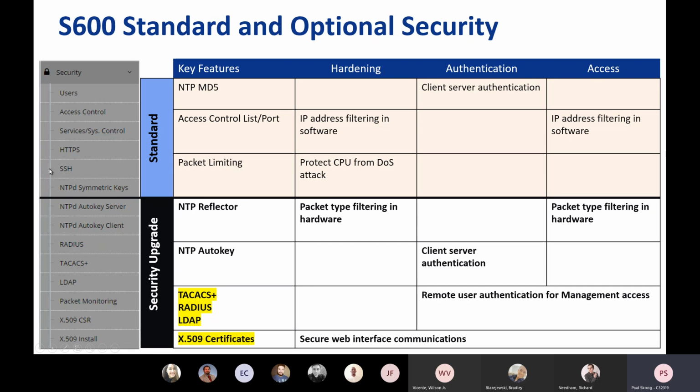For the security protocol option, that extra option that someone can add to this, you get the reflector. Like I said, I'll go into that more in a minute. You get another NTP function called AutoKey. But probably the most important thing, the most popular aspect, is that in a larger organization, they're probably using TACACS Plus if they're a Cisco organization, or RADIUS or LDAP if they're into Microsoft Active Directory. So these are a lot of value to larger organizations. And then of course the certificates that I mentioned that give you a good secure web interface connection.